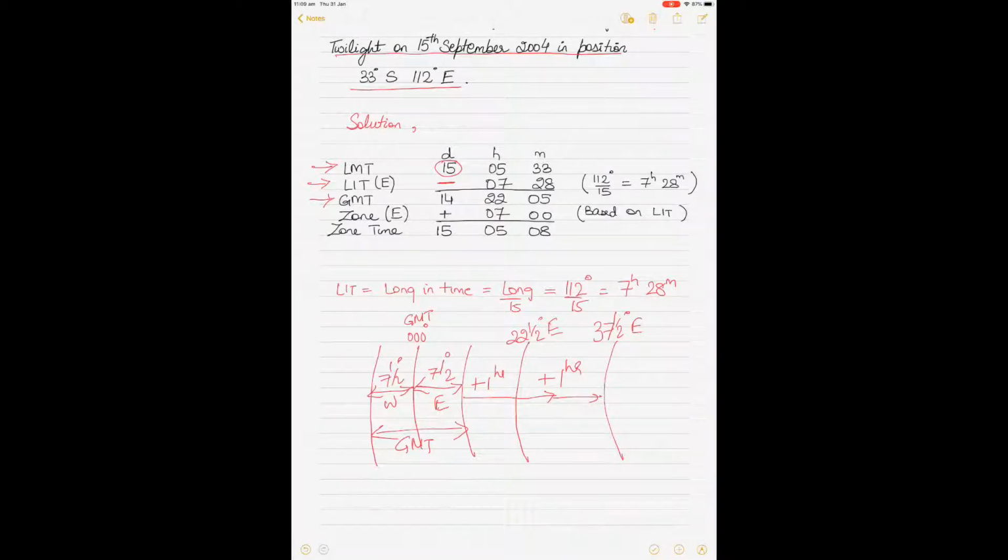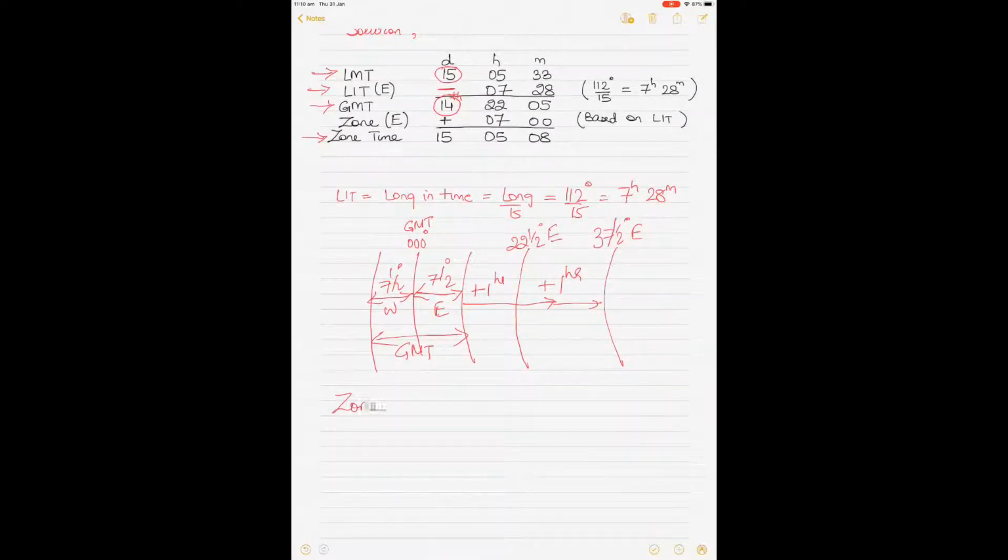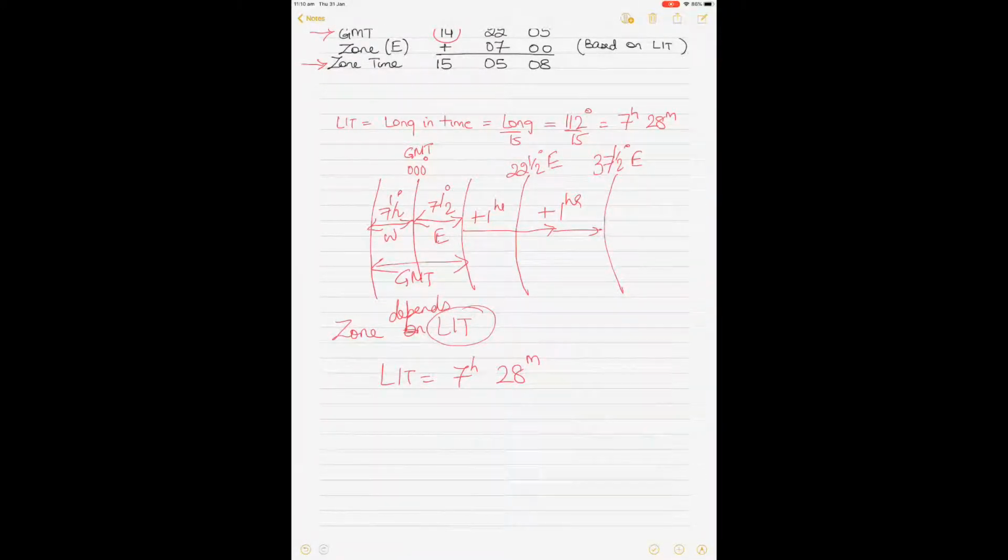But when I subtract 7 hours 28 minutes from 5:33, I go back into the previous night, 14th of September. This becomes 14th, and the time becomes 22:05. But to obtain my ship's time or my zone time, I have to apply the zone. Now how do I get my zone? My zone depends on the longitude in time. So you take your longitude in time, which in this case was 7 hours and 28 minutes. Now in this case it gives you the zone. Because it's less than 30 minutes, my zone is +7 because it's in the east longitude.